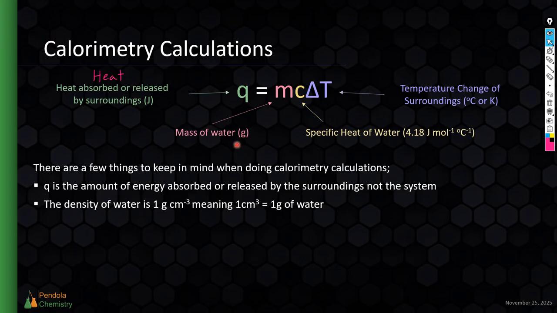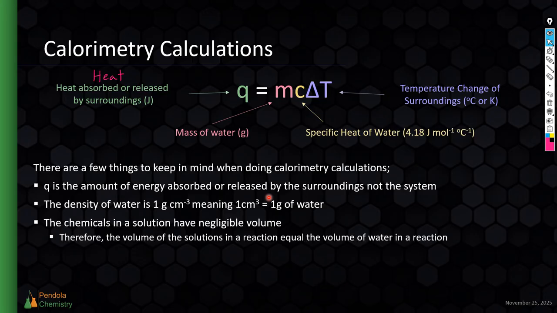The density of water, like we said earlier, is 1 gram per cubic centimeter. So if we have 1 cubic centimeter of water, you have 1 gram of water. You have 50 cubic centimeters of water, you have 50 grams of water. A lot of the time, water will be given to you not in grams, but in cubic centimeters. So you should just remember it's a very simple and direct conversion. And then finally, the chemical in a solution has negligible volume. Whenever we're working with a solution and it has a specific chemical in it, that chemical has a negligible volume. So the volume of a solution in a reaction is essentially equal to the volume of the water.